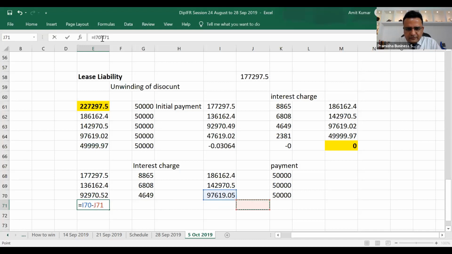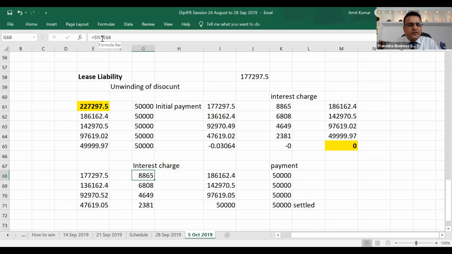Minus 50, interest charge for the year, total balance 50, and payment made at the beginning of next year 50. This gets settled.